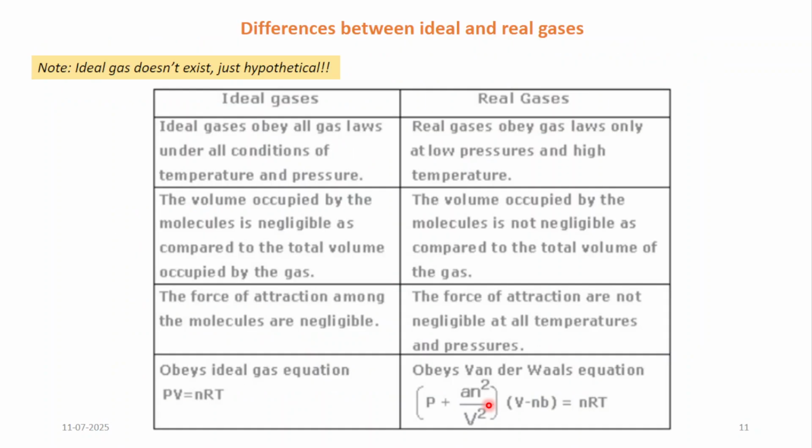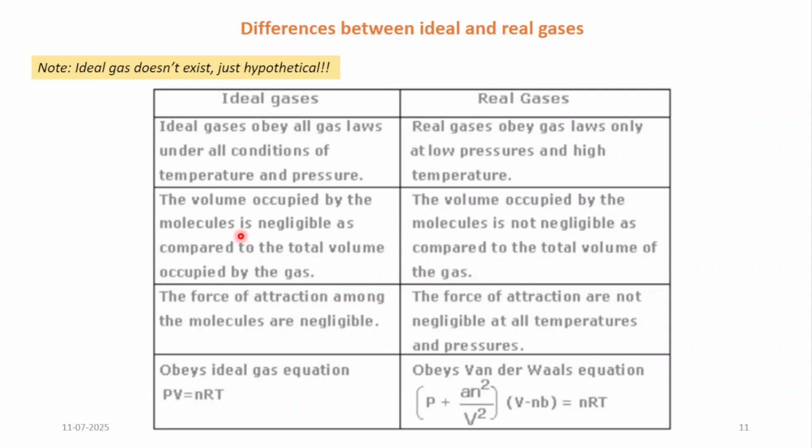This is the list of differences between ideal and real gases. Ideal gases obey all gas laws under all conditions. Real gases obey gas laws only at low pressure and high temperature. Again, they don't completely obey, but they approach closely. There can be deviation even at low pressure and high temperature.